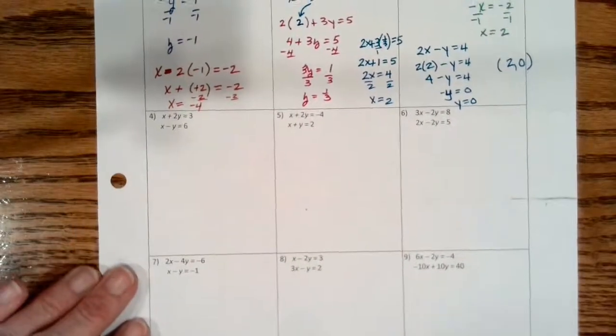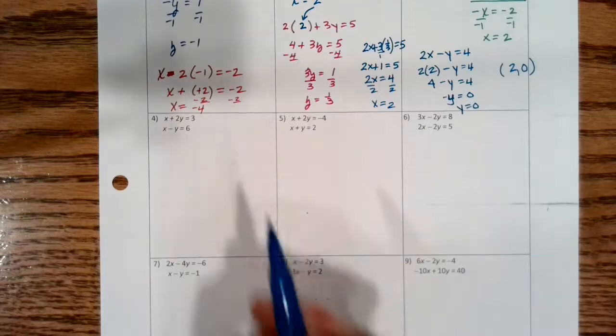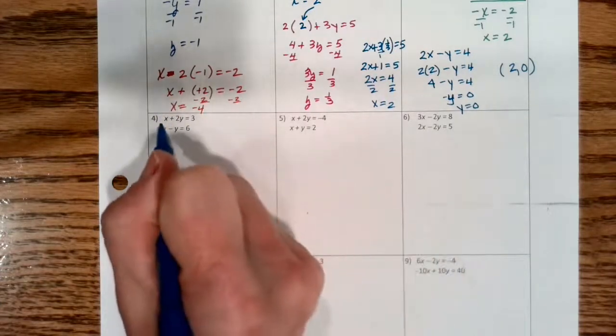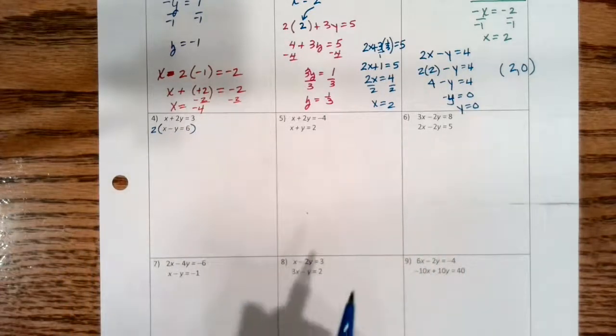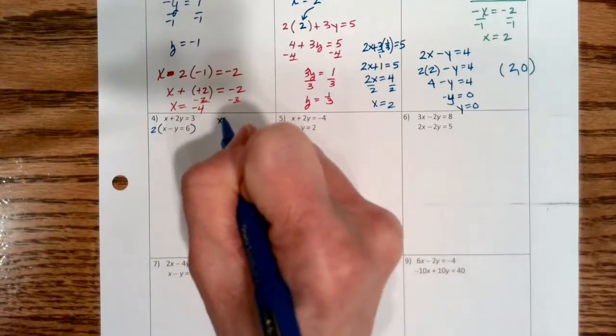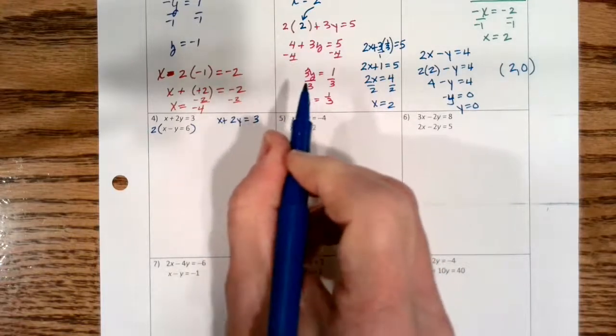Alright, let's look at number 4. x plus 2y. Now you have a choice. You can either multiply this equation by 2 or by a negative to have them cancel out. You can cancel out your x's or your y's. I choose my x's. So I have x plus 2y is equal to 3. I didn't change that equation at all.